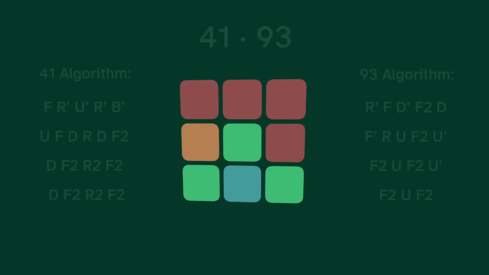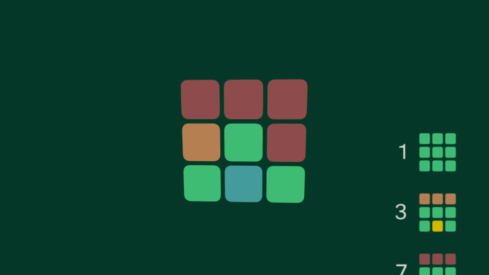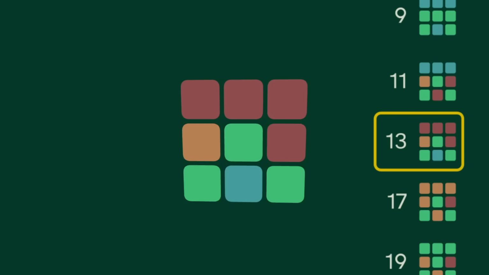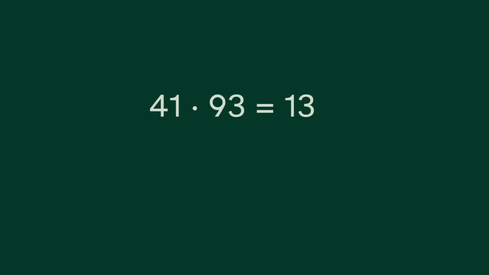Let's focus on the front side. We'll look through this list of positions until here, we found a match. This is the 13 position. So that's the answer. 41 times 93 equals 13.